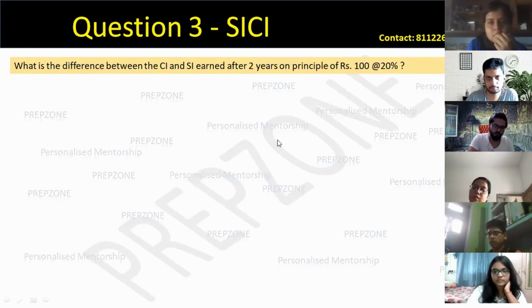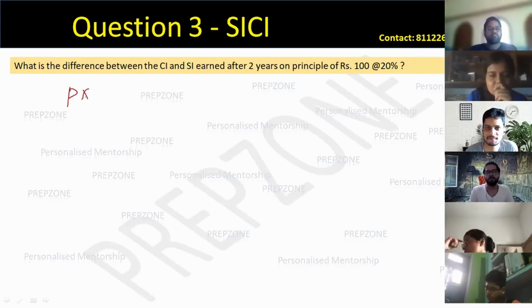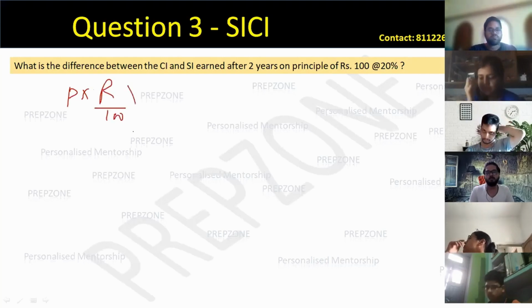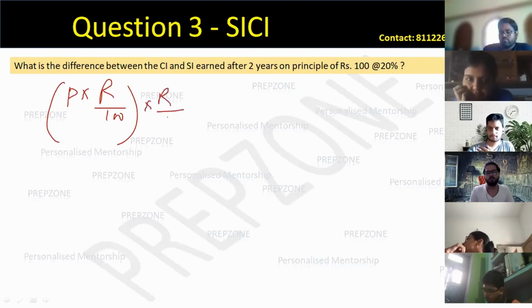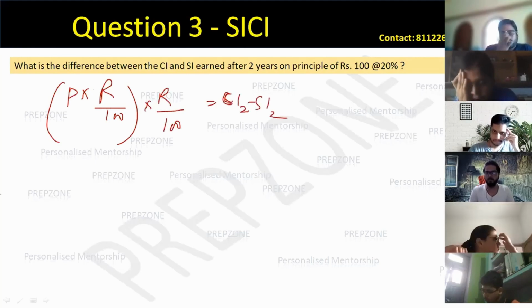Hence the answer is 4. If my principal is P, after one year the interest will be P into R into 1/100. On this I will have to apply interest again at the rate of R%. So this should be my difference of SI and CI, CI2 minus SI2, right? After 2 years this is what it becomes. Now just substitute P equals 100 and R equals 20. You will get your answer.